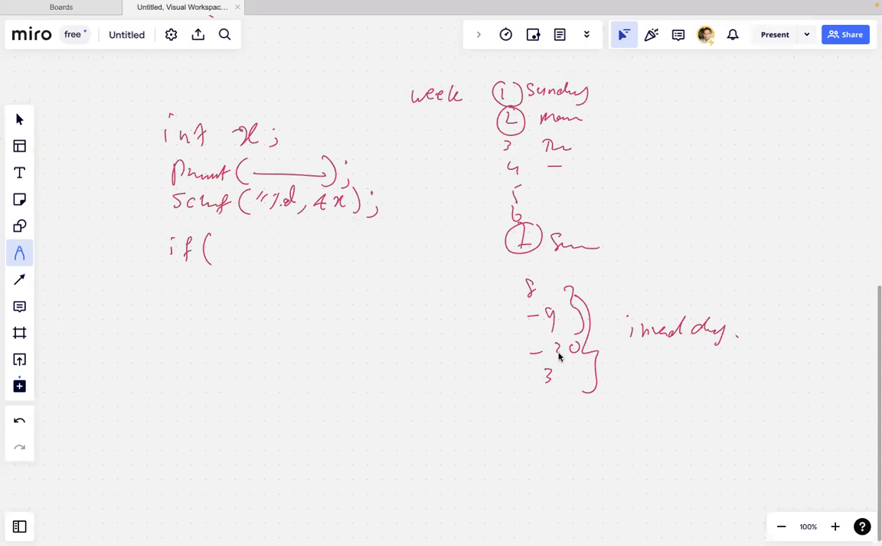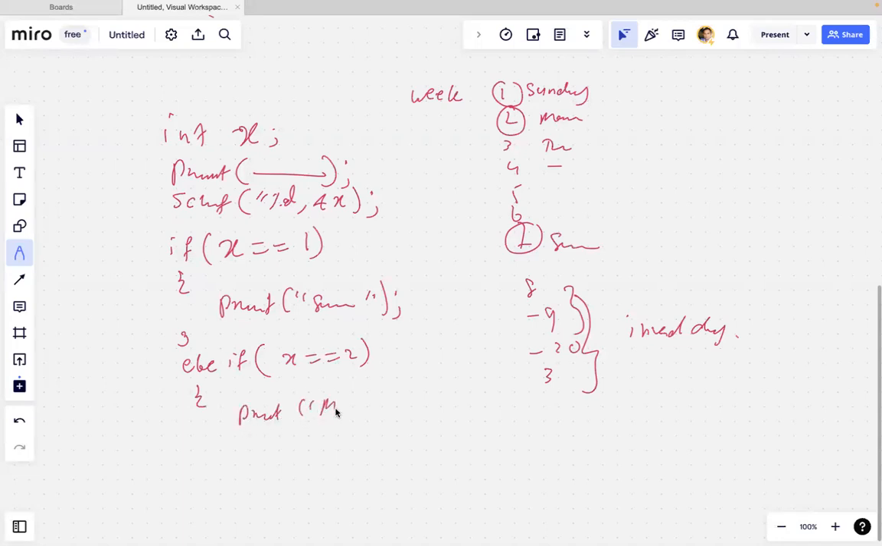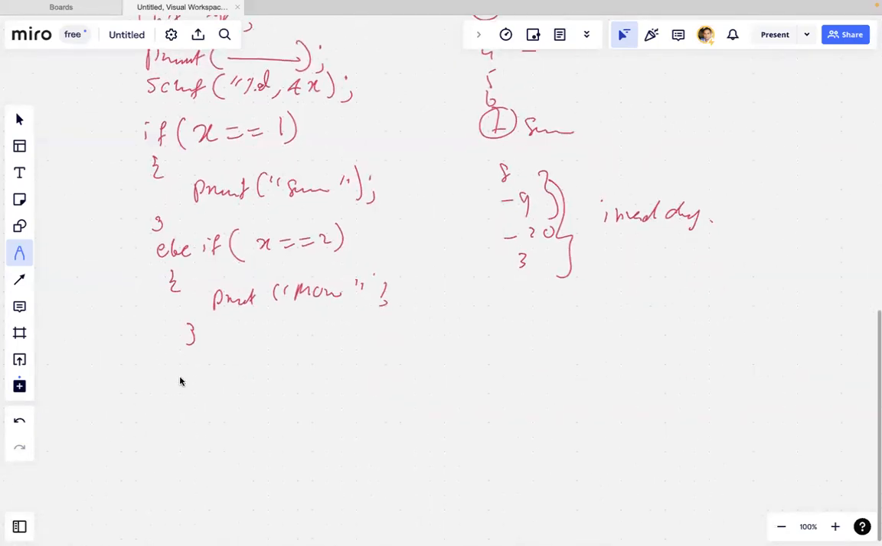Now you know how to write this in an if-else ladder. You can check the user-entered value with the x variable. You can provide if x equal 1, then printf Sunday. Else if x equal 2, then printf Monday. Likewise, you can go on, this is using the if-else ladder.